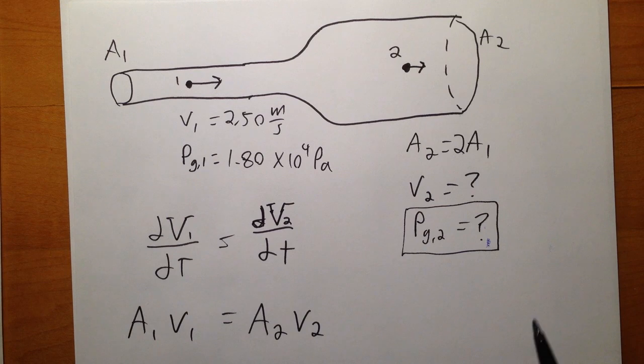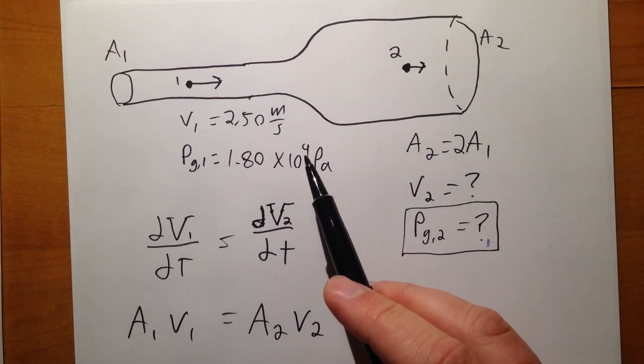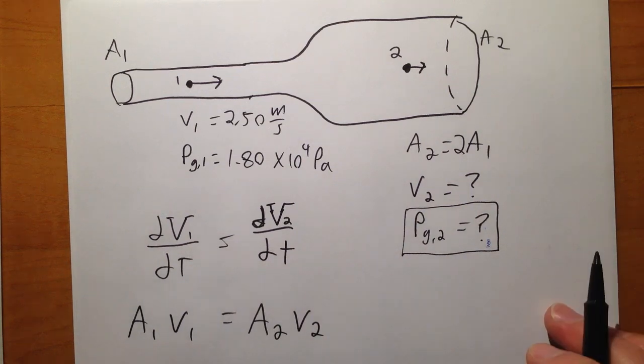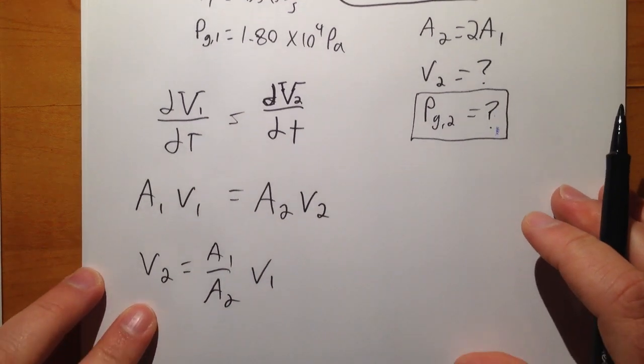So we know that the pressure is going to increase. Whatever our answer here has better be bigger than this. Okay, so that's kind of the conceptual understanding of what we're going to do here. So first, let's solve for V2.